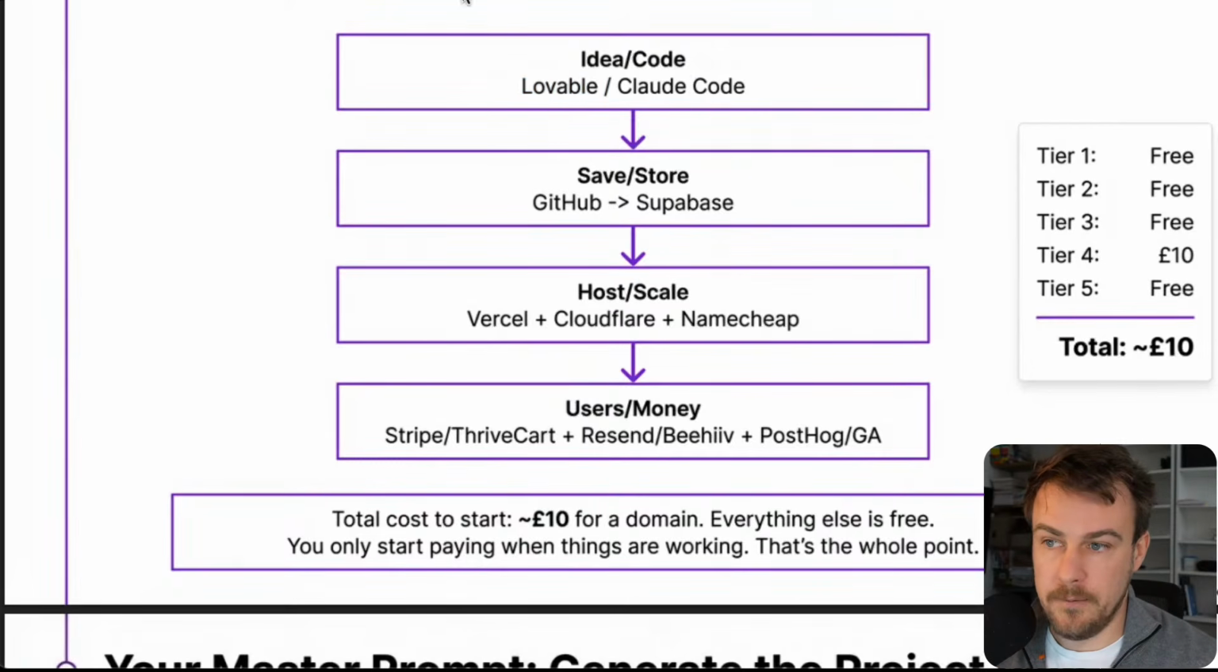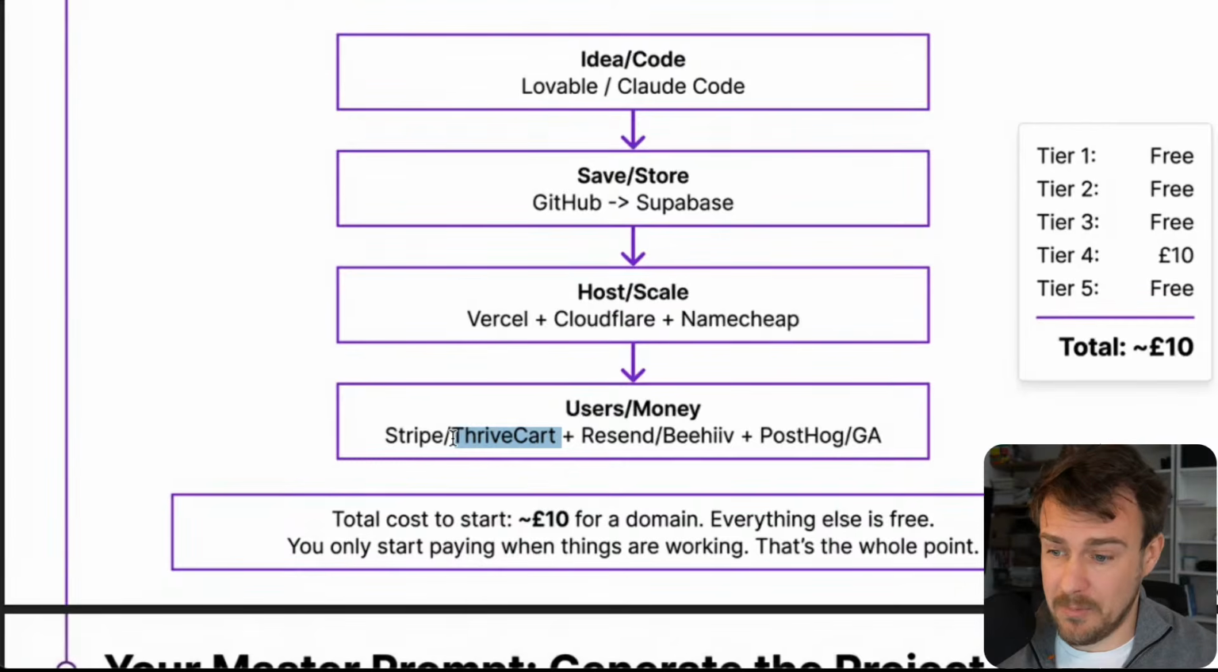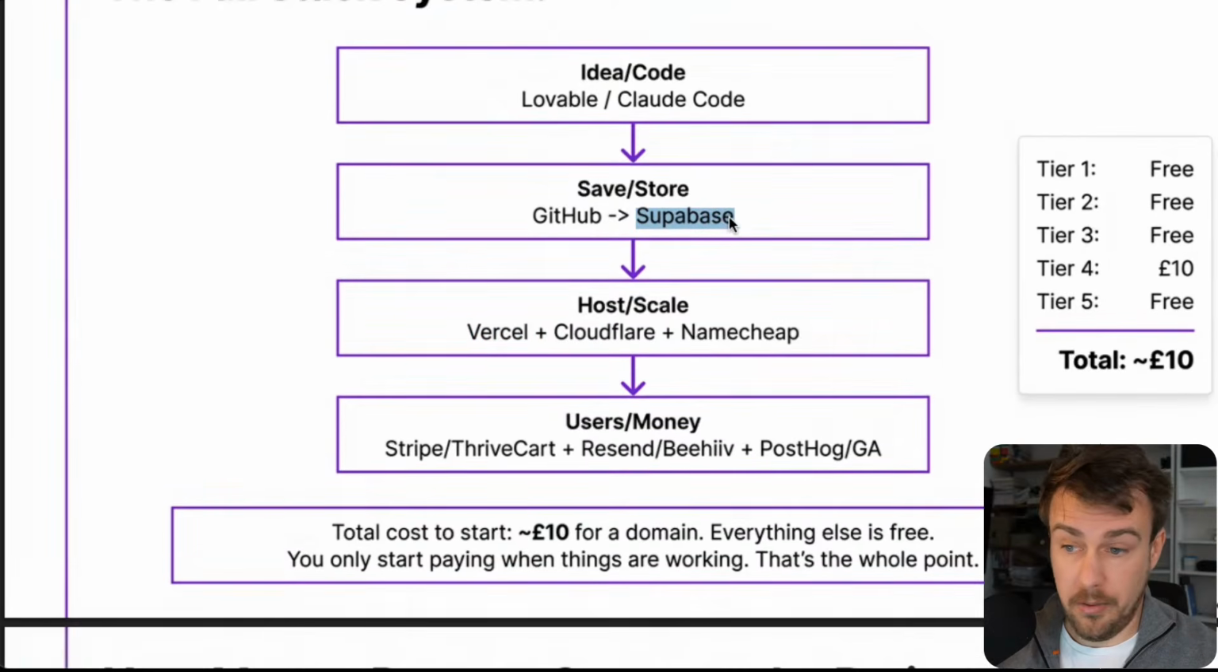You only start paying for these tools once you're at thousands of users. So you start paying for Beehive at 2,500 users. Resend, I don't think I've ever paid for. PostHog, never paid for. ThriveCart is an optional payment if you just want to tighten up your funnel, but it's £500, so you should be able to make that back very, very quickly. Vercel I do pay for, $20 a month. Supabase I pay for, $20 a month. GitHub I do not pay for.